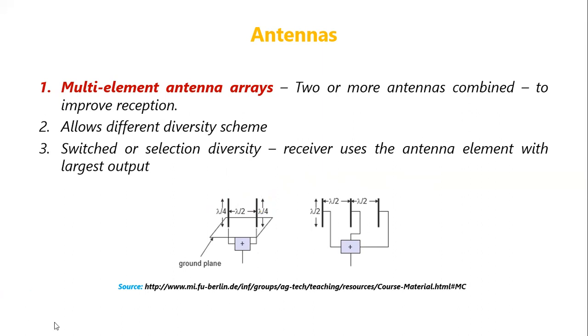Here you can see there are two antennas of length lambda by 4. They are combined together to form a multi-element antenna array, and these two antennas are separated by a distance of lambda by 2. Whereas in this diagram, there are three antennas, each of length lambda by 2, and all these three antennas are separated by a distance of lambda by 2. These types of antennas are called multi-element antenna arrays.